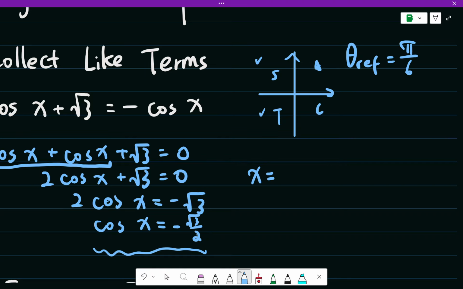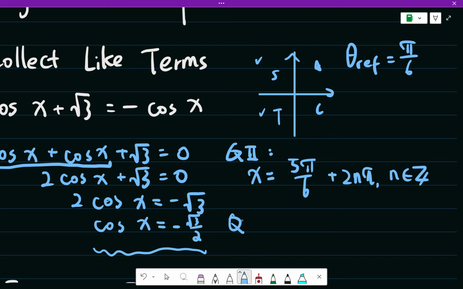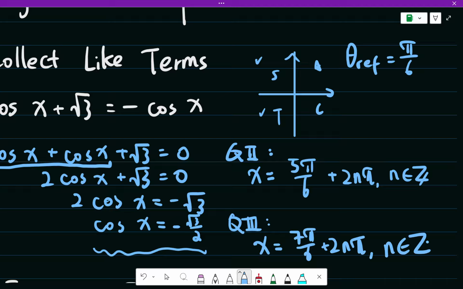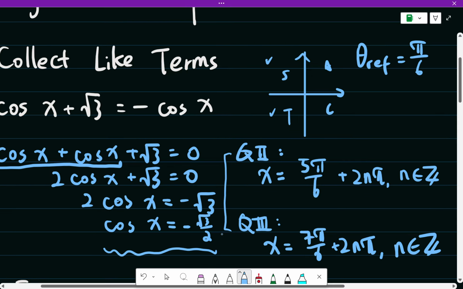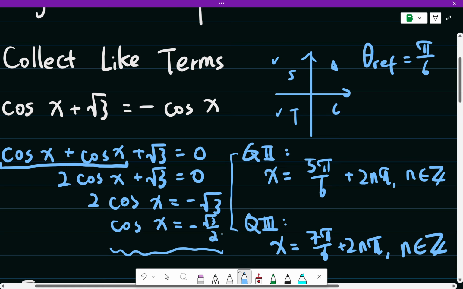And if it's in quadrant 2, then we would have 5 pi over 6 plus 2n pi, where n is an integer. And if it's in quadrant 3, then we would have x is equal to 7 pi over 6 plus 2n pi, n is an integer as well. So by using these two generalizations, we would have the overall solutions for this equation right here. So this is how we can combine like terms, and then we can solve the problem.